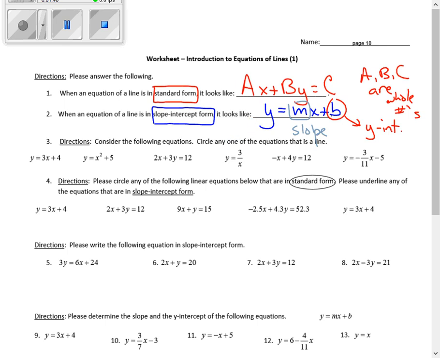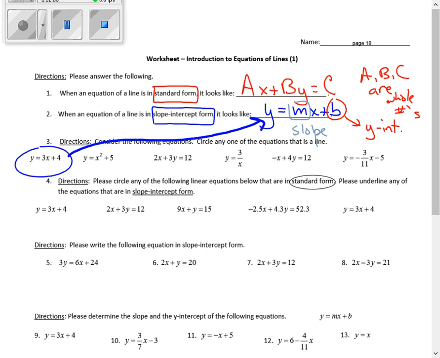Number 3, directions. Consider the following equations. Circle any of the equations that is a line. So what we're looking for are things that either look like standard form or look like slope-intercept form. First example, y equals 3x plus 4. We see that that is slope-intercept form, so we will circle it.